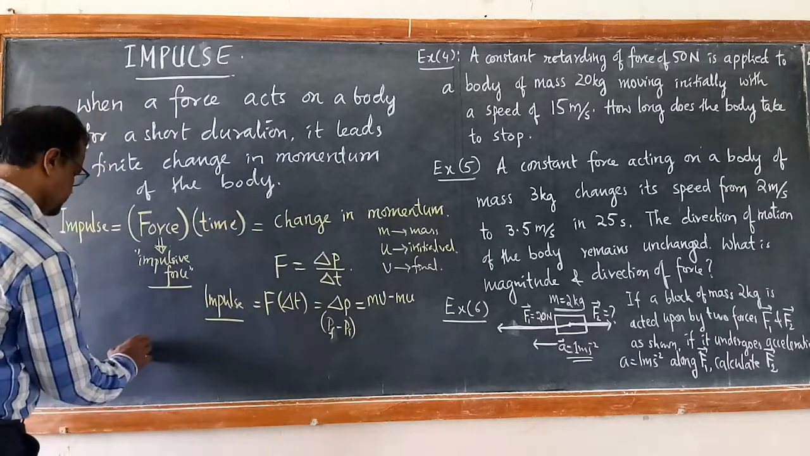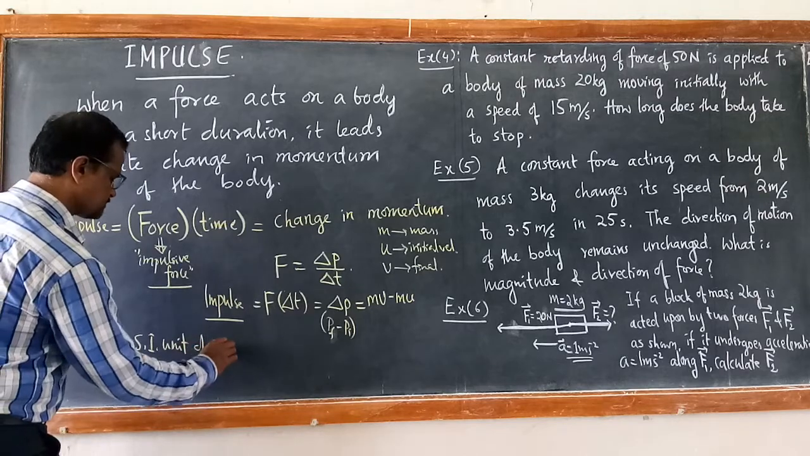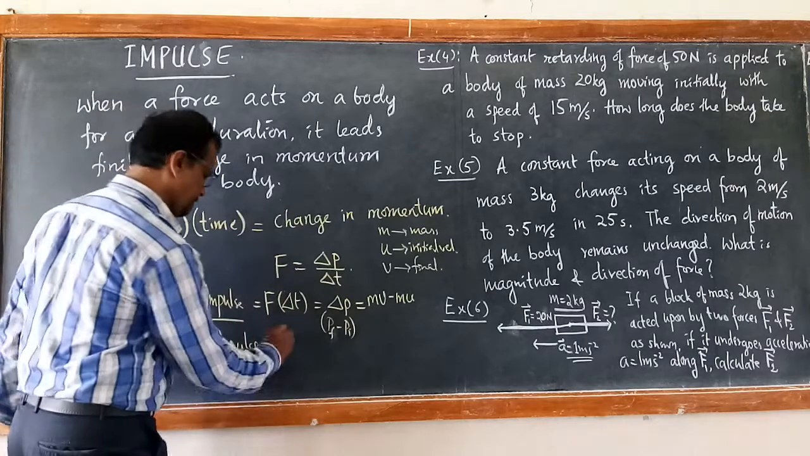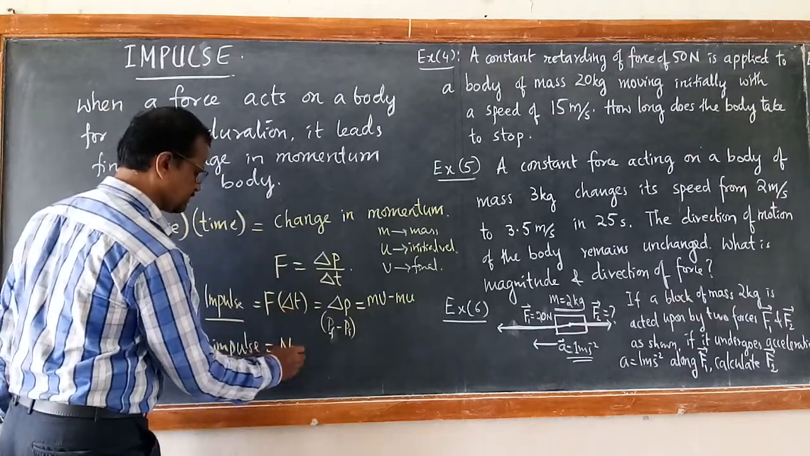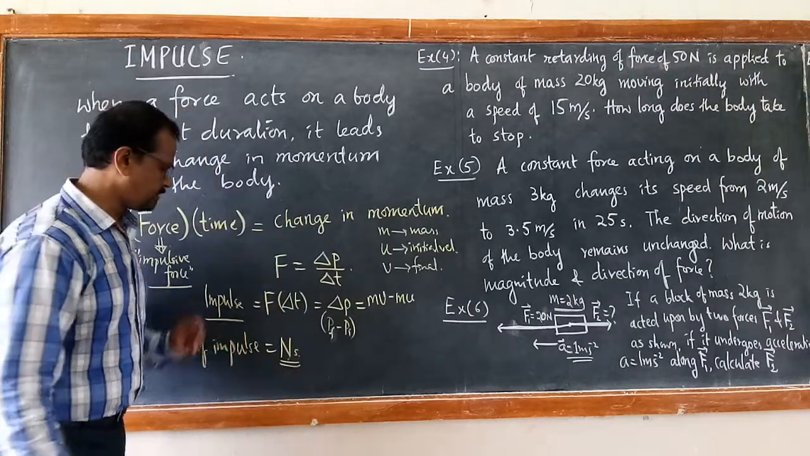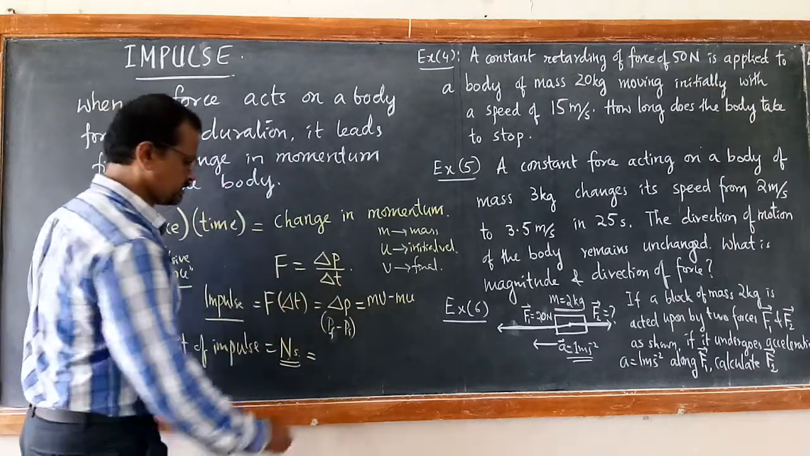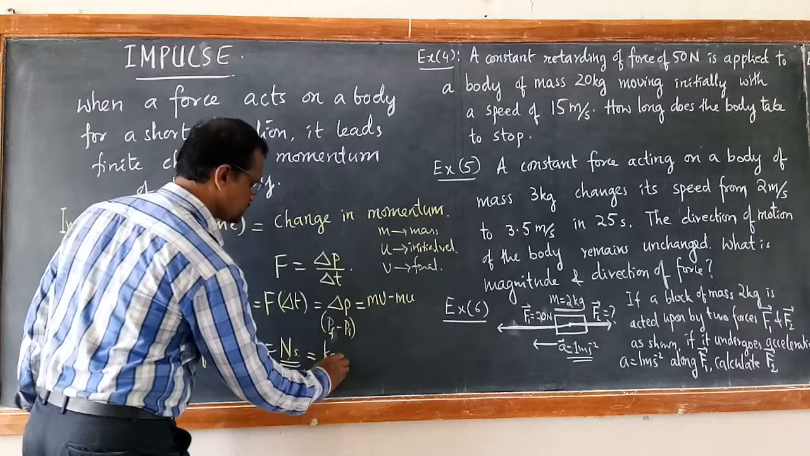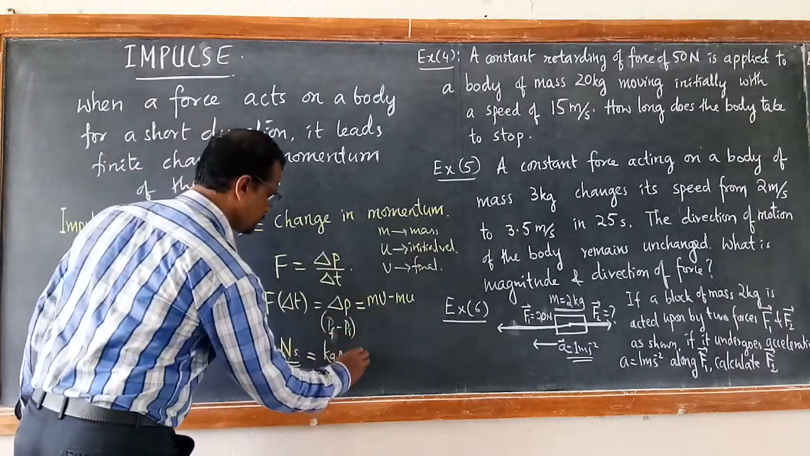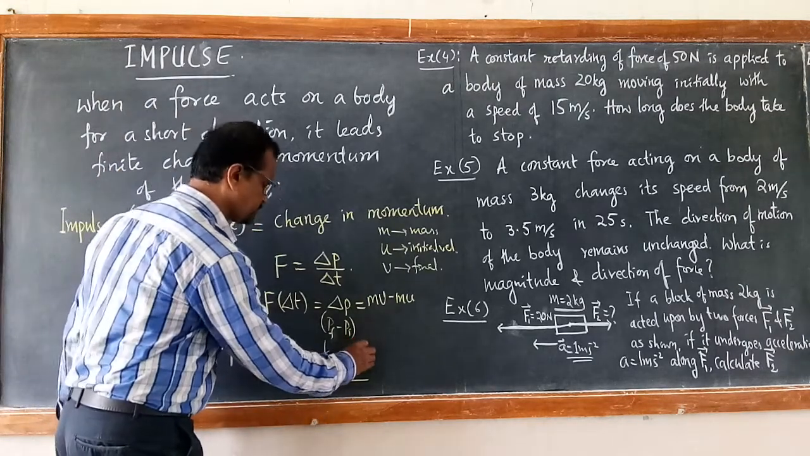Then you can write its SI unit. SI unit of impulse. You see, it's very simple. Force is measured in Newton and time is measured in second. So Newton second is the SI unit of impulse, which is also calculated as change in momentum. Momentum has the SI unit of mass times the SI unit of velocity, which is kg meter per second. So Newton second is also equal to kg meter per second.